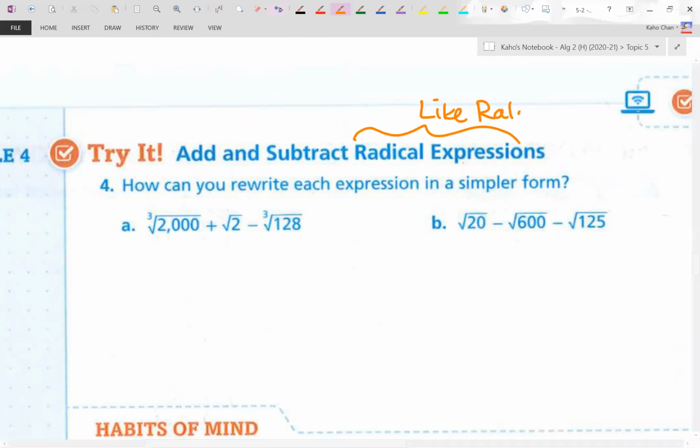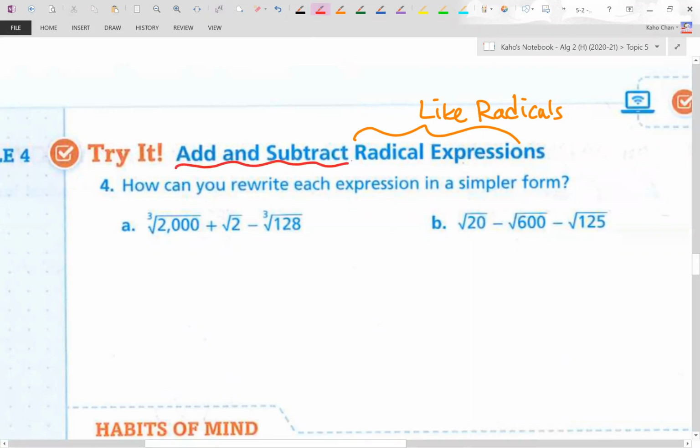Right? Think of Halloween candy. After you finish trick-or-treating, you need to sort all your different candies up. You can't just combine M&Ms and Snickers together. There's no way to sort them and count them. So when it comes to adding, subtracting, you want to make sure you have like radicals, okay?